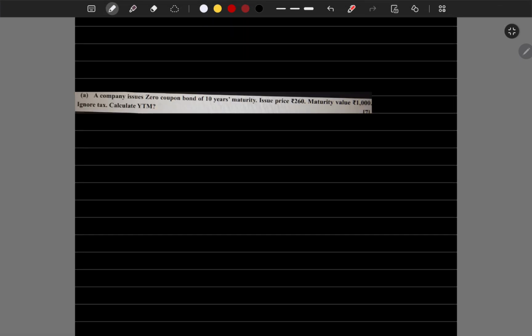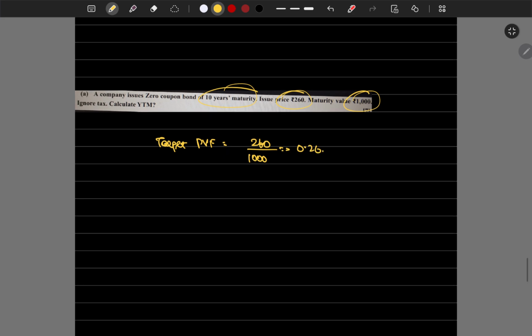What they have given in the question: a company issues a zero coupon bond for 10 years maturity. Issue price is 260, maturity value is 1000. So we have to calculate the YTM. What's the target PV factor? How to calculate the PV factor? Issue price divided by maturity value. So 260 divided by 1000, which is 0.26, is the target PVF. Into 1000 we'll be getting the 260.